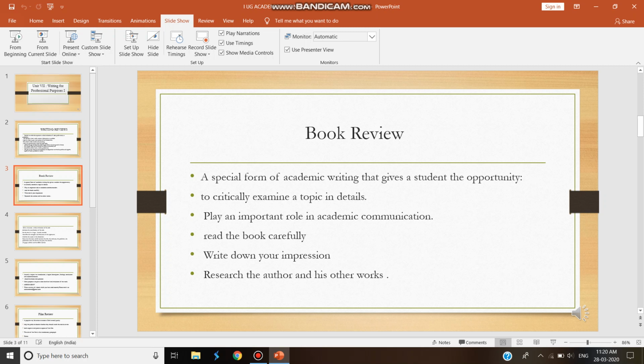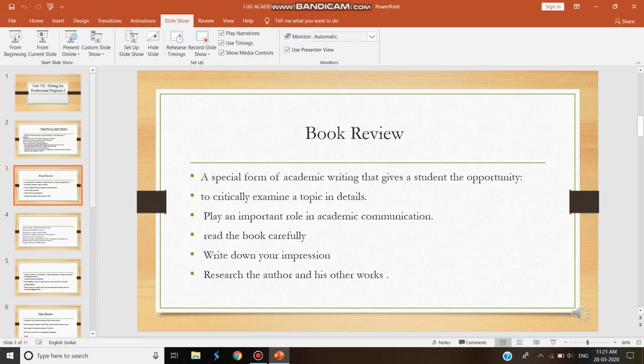The next thing you can do is write down your impression. That is, what did you feel like when you read the book? And also, you can research the author and his works. Who has written the book that you are going to review? And you can research on that author. What is his style? What are the subjects that he usually deals with? Which are his other works?